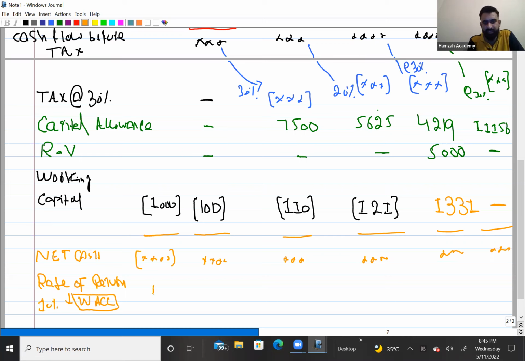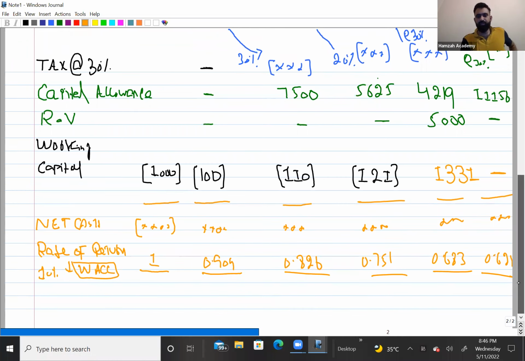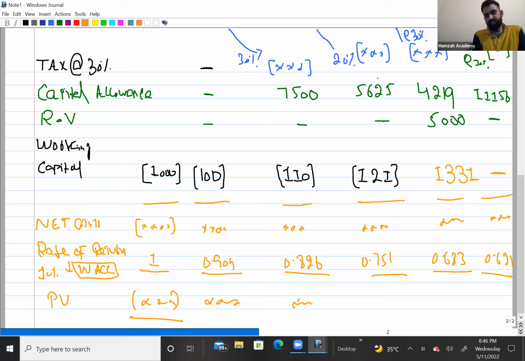Then we have the discount factor. Year 0 discount factor is 1, 0.909 for year 1, 0.826 for year 2, 0.751 for year 3, 0.683 for year 4, and 0.621 for year 5. The net cash flows will be multiplied by the discount factor, and then we will get the present values of the cash flows.